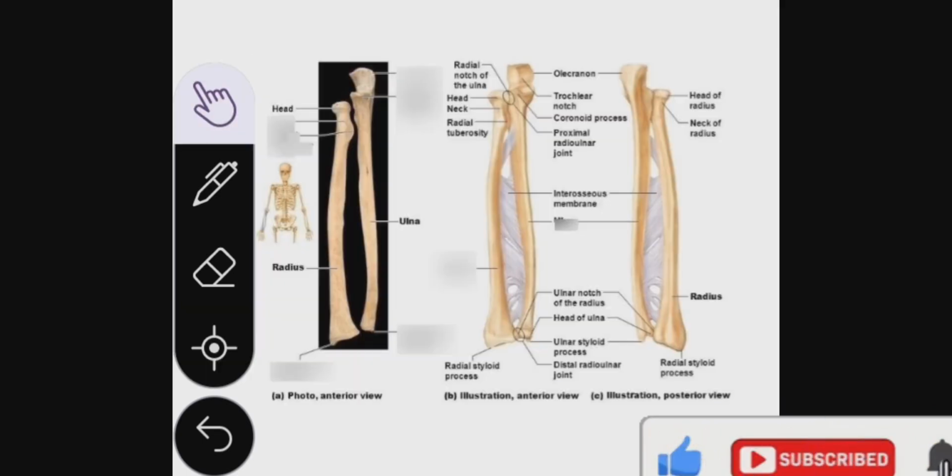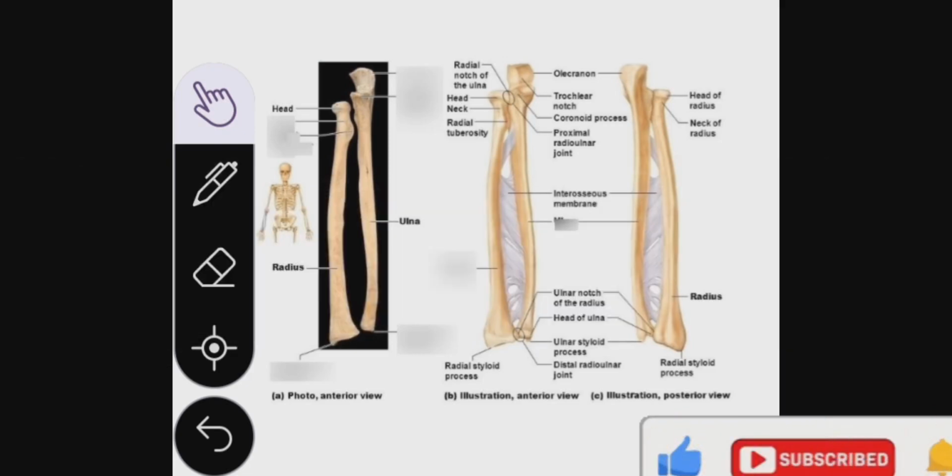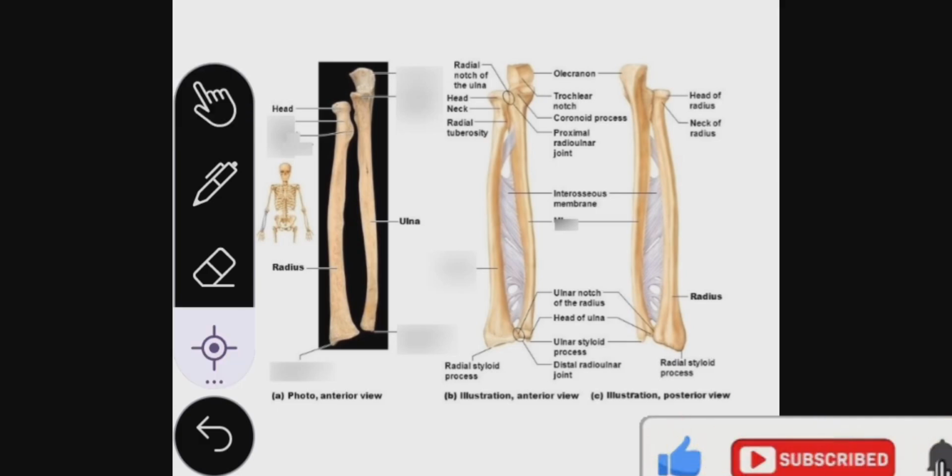Take note. Alright, so the next bone we'll talk about is the bones of the forearm, which is the radius and the ulna. We'll start by talking about the radius. The radius is the lateral bone of the forearm that is usually involved in pronation and supination. It has a proximal end, it has a middle shaft, and it has a distal end. The proximal end, like you can see, is made up of the head, the neck, and the radial tuberosity.